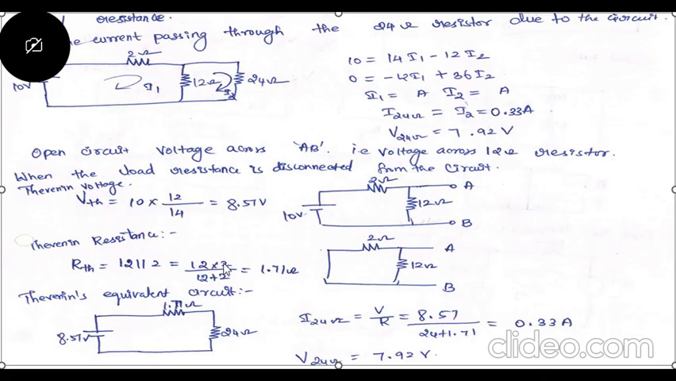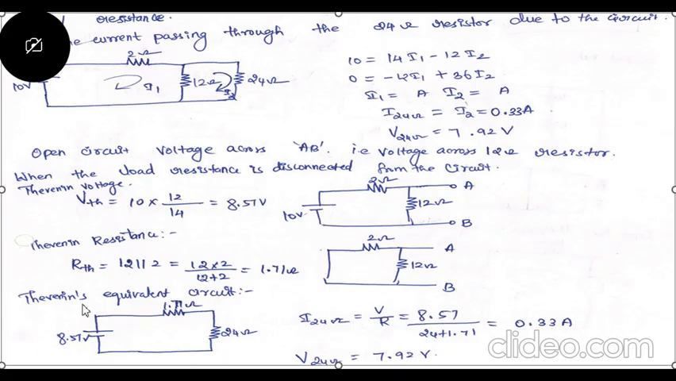So you need to find out the R equivalent. How can you find out R equivalent for two parallel connected resistors? You multiply the two resistor values and divide by the sum of the two resistor values. So 12 into 2 divided by 12 plus 2, which is equal to 1.71. So this is the R Thevenin value. And now we have found both the VThevenin value and the R Thevenin value.